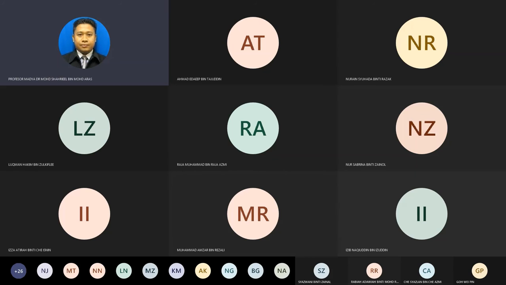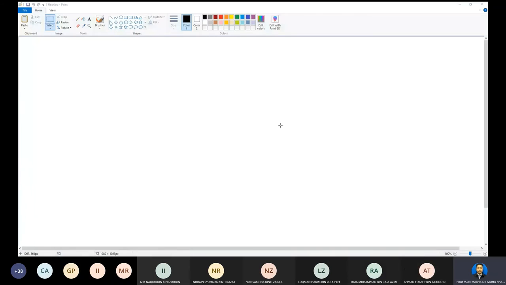Last week I forgot to explain this to a student, and since we have the time, I will use this time to explain how to convert from rectangular to polar or polar to rectangular. For example, our impedance Z1 equals 8 plus 5j. This is the rectangular form. So how do we convert to the polar form?